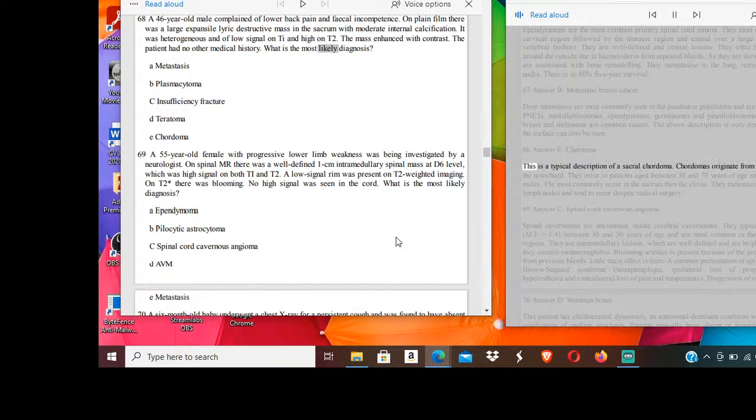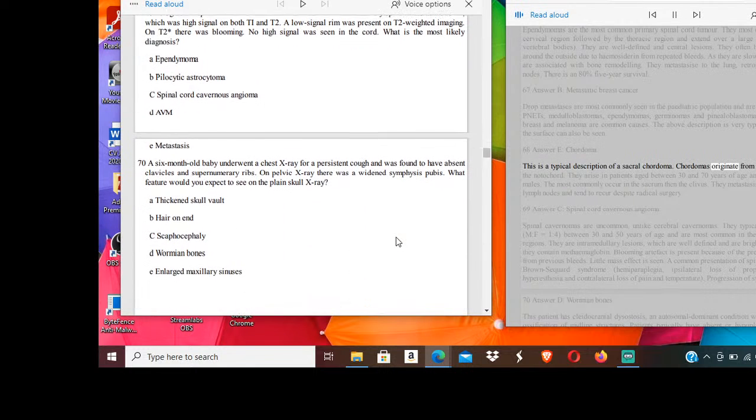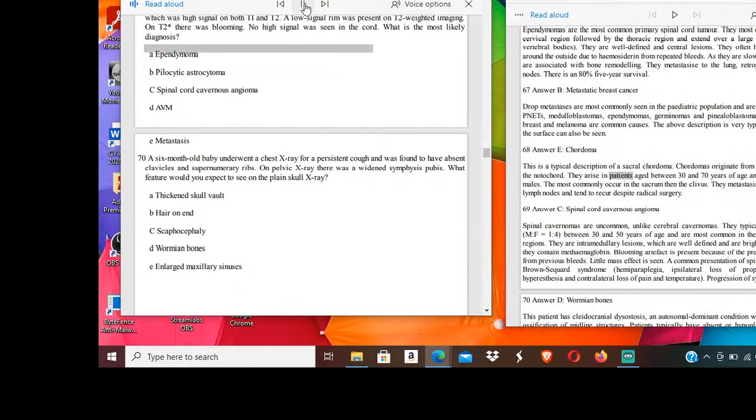Answer E. Chordoma. This is a typical description of a sacral chordoma. Chordomas originate from embryonic remnants of the notochord.